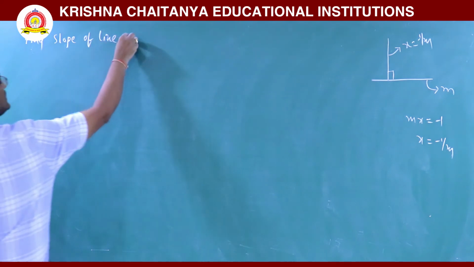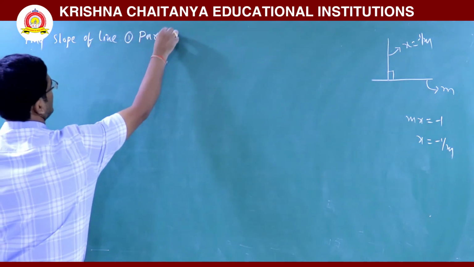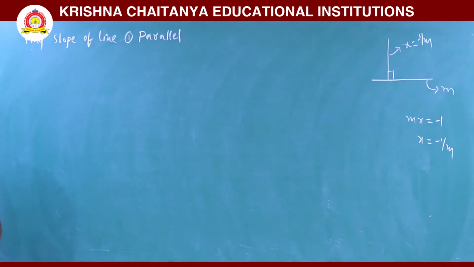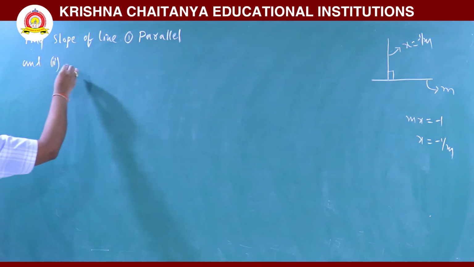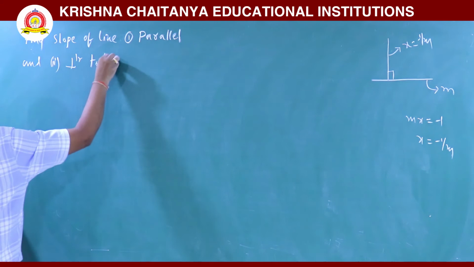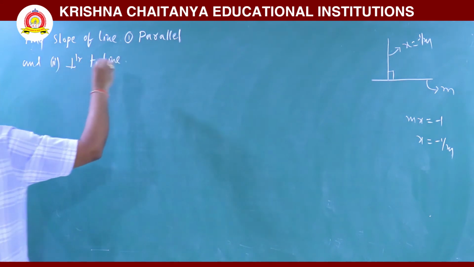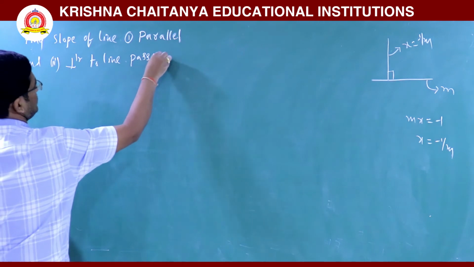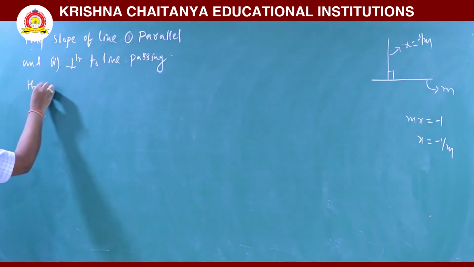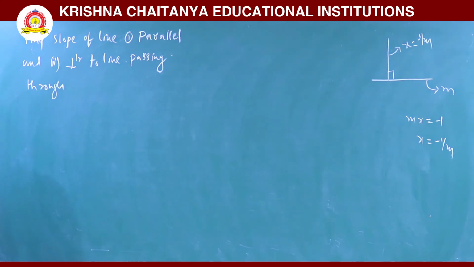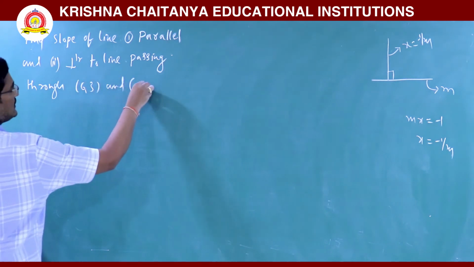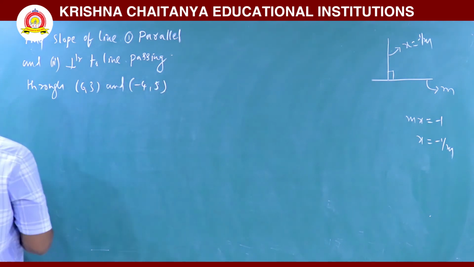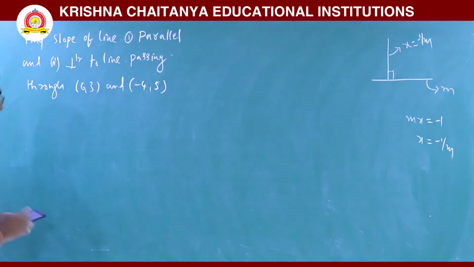Find the slope of the line, one which is parallel and the second one which is perpendicular to the line passing through 6 comma 3 and minus 4 comma 5. That is the question. So you have to find the slope of the line.